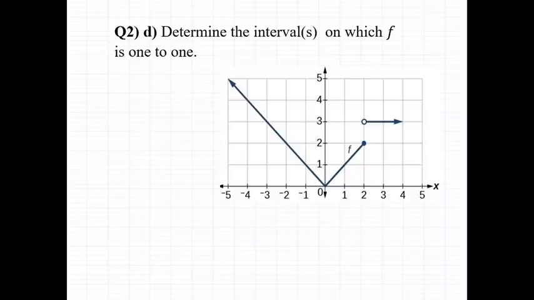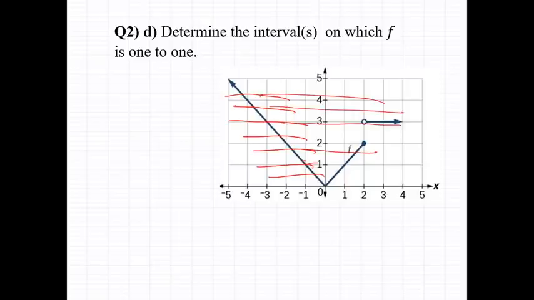Determine the intervals on which f is 1 to 1. 1 to 1 means when you draw the horizontal lines here, it will intersect only once. Now, if you draw the lines here, you will see this here. So in this case, we write here, f is not 1 to 1.